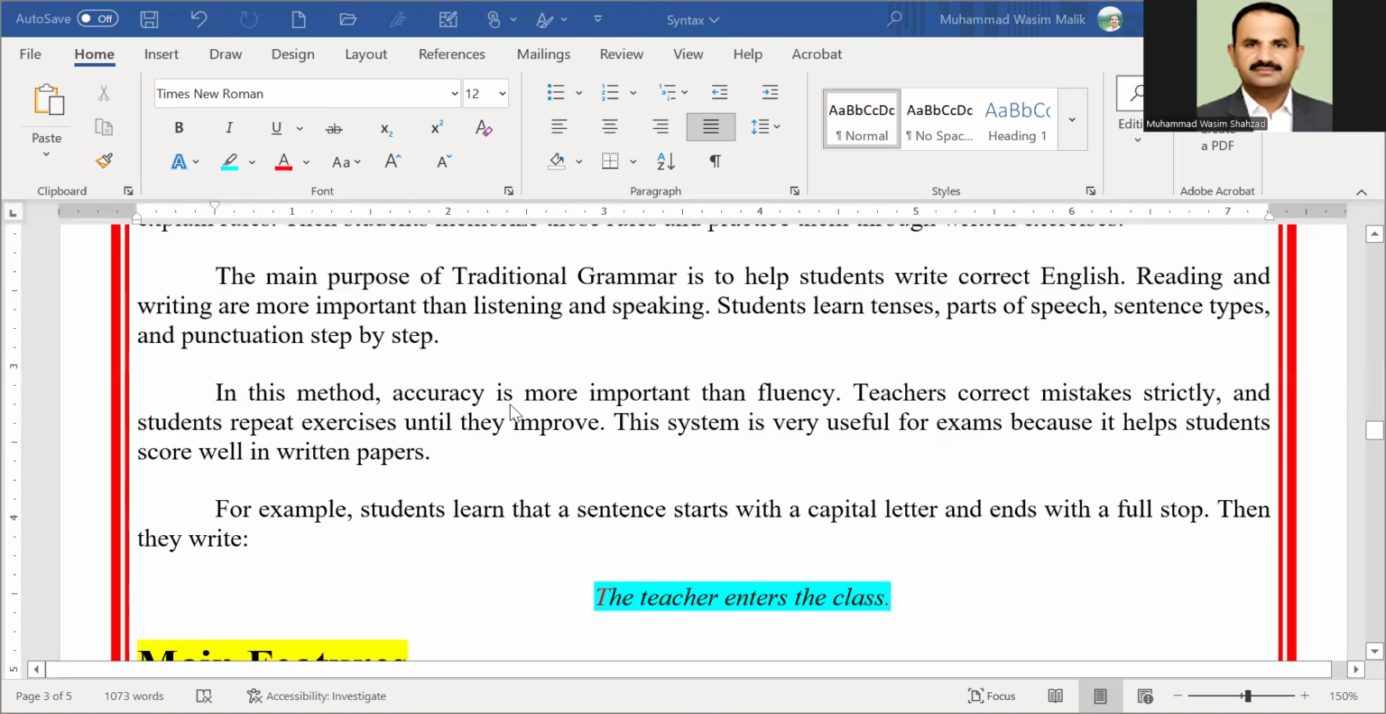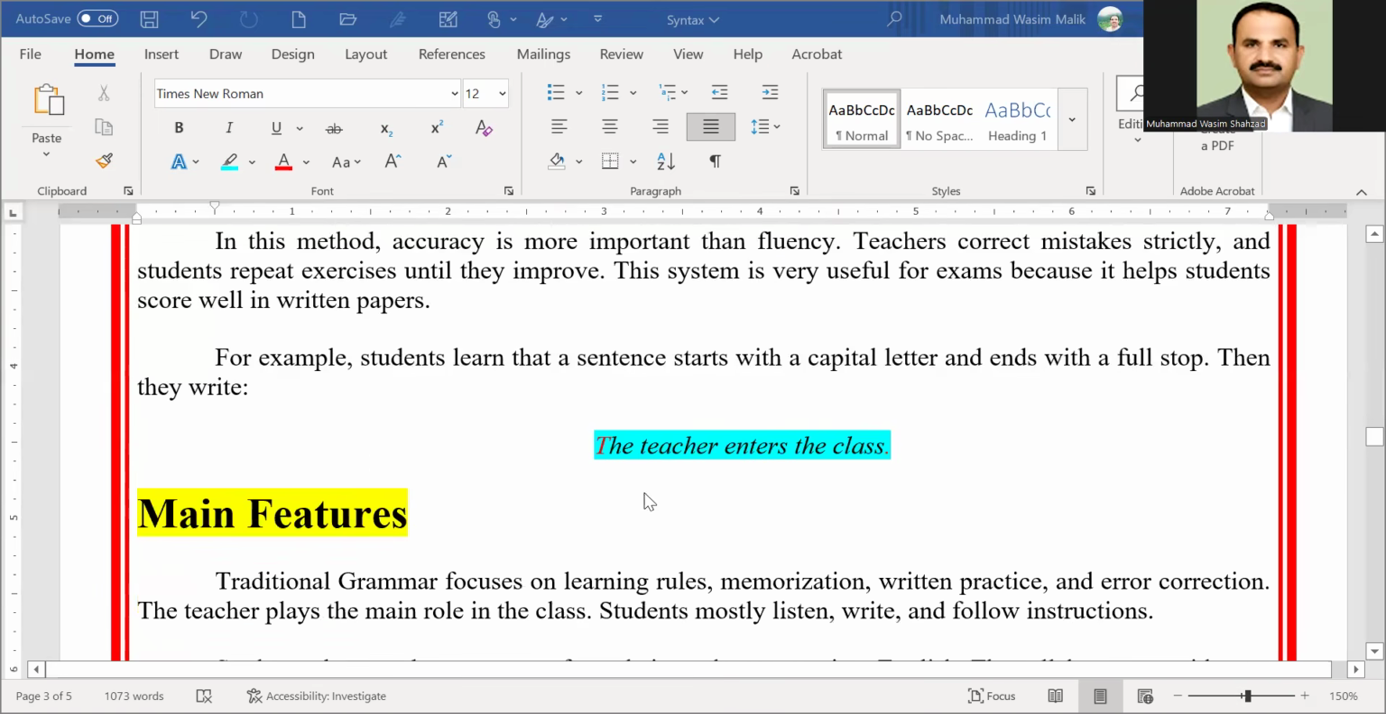In this method, accuracy means correctness, यानी सही होना, is more important than fluency. जो रवानी है उससे ज्यादा एक्यूरेसी जरूरी है इस मेथड में. टीचर्स करेक्ट मिस्टेक्स strictly and students repeat exercises until they improve. This system is very useful for exams because it helps students score well in written papers.